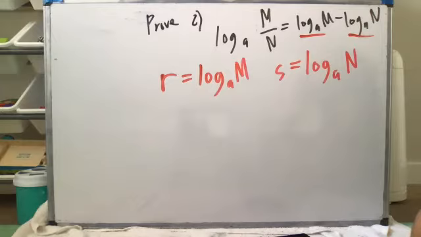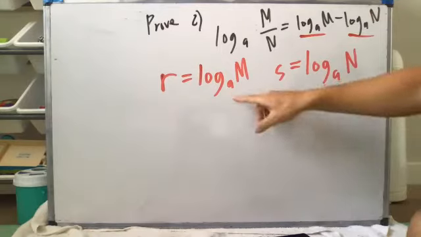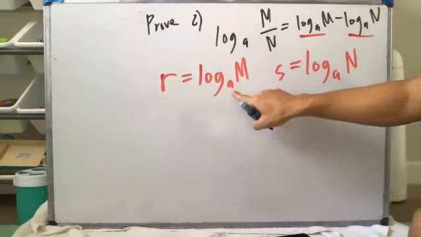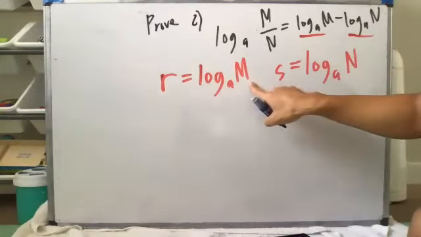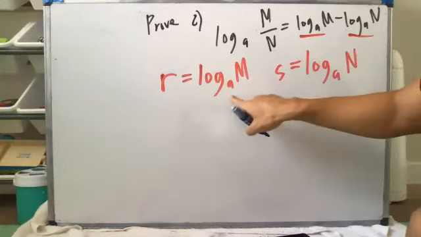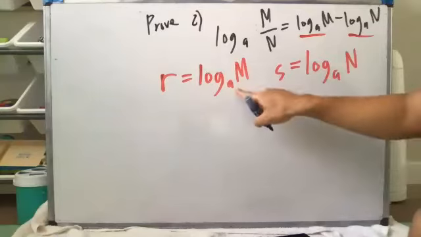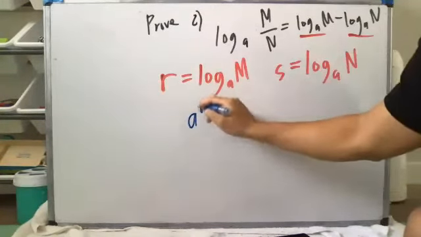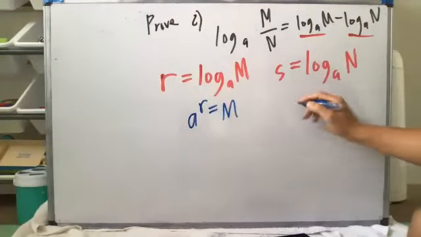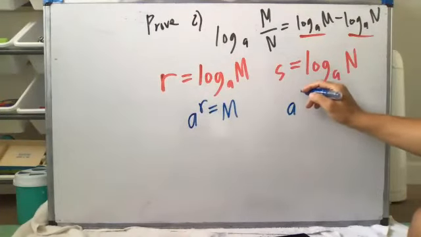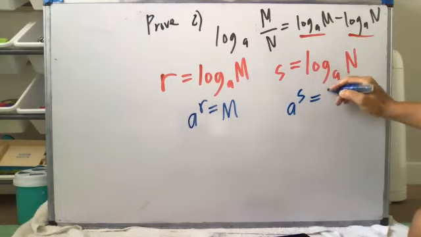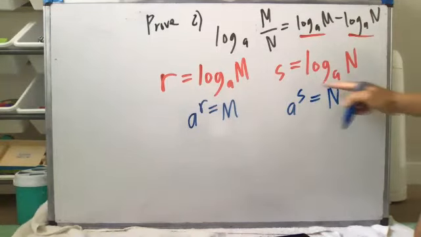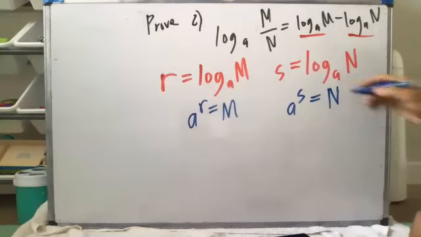All right. So what do I know about exponents? Let's think about the definition of a log. Log says a to the r is equal to m, right? That's what this equation means in terms of log: a to the whatever's on the other side of the equation is equal to this value. And I know also a to the s is equal to n. That's what the log means.